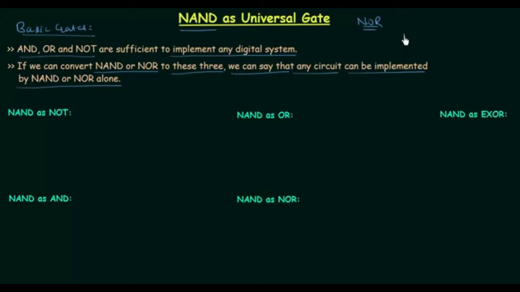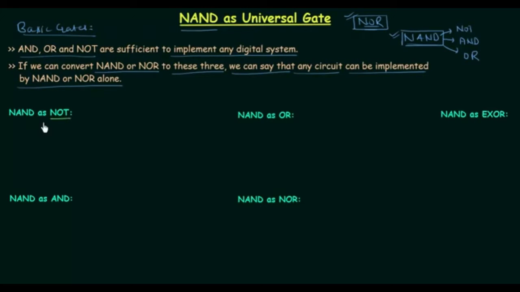We can implement any digital system by using basic gates AND, OR and NOT. And if I can convert NAND to NOT, NAND to AND and NAND to OR, I can say that NAND is a universal gate. Because by using these three we can implement any digital system, by using NAND only. And the same thing is applicable for NOR. In this lecture we will deal with the NAND gate. In the next lecture we will deal with NOR.